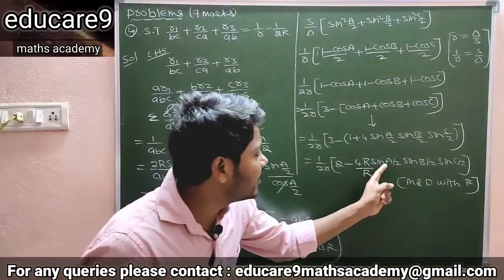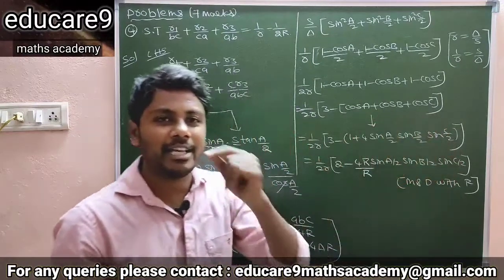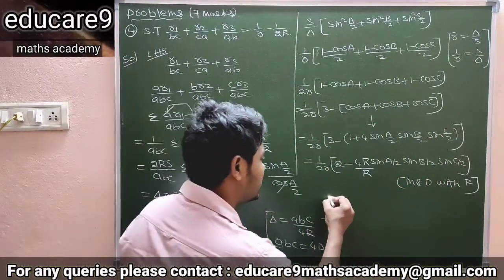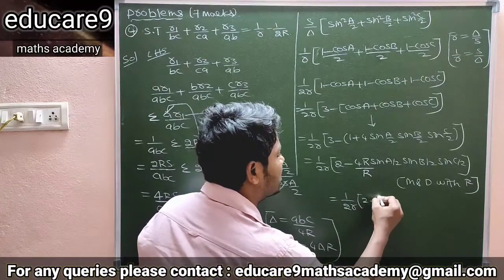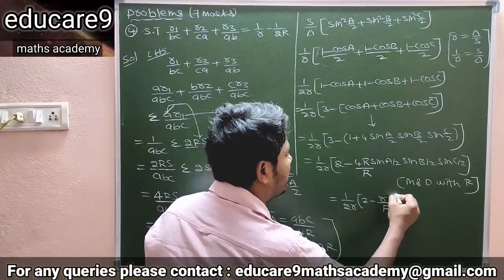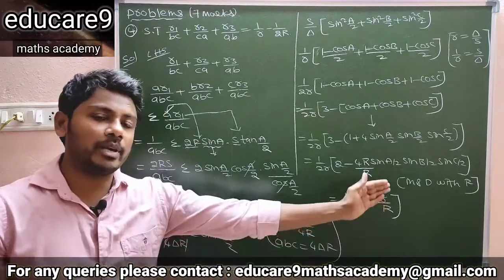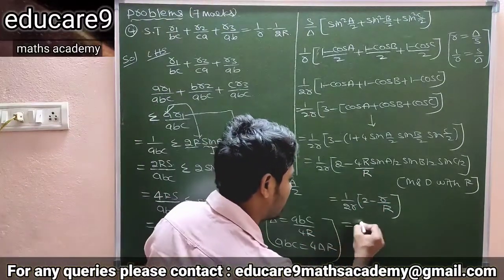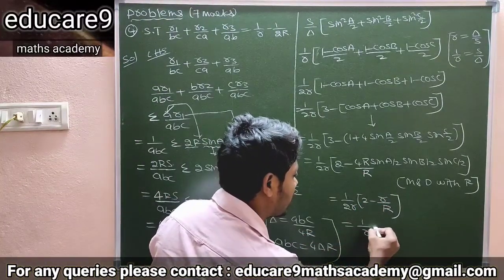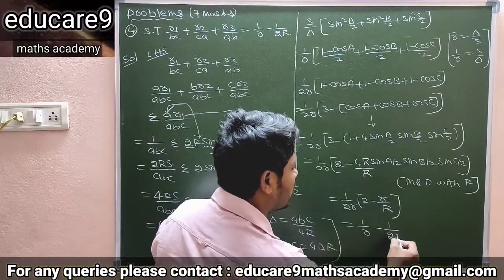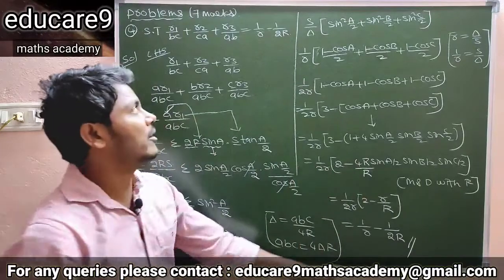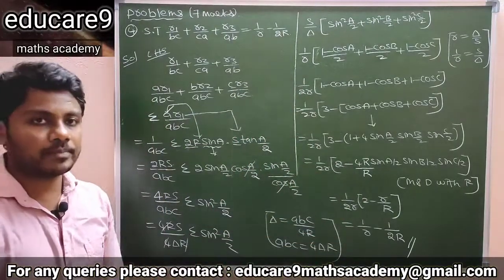Now 4R sin A by 2 sin B by 2 sin C by 2, write as small r. So this is 1 by 2R into 2 minus small r by capital R. Now multiplying 1 by 2R inside, what you get? 1 by R minus 1 by 2R. This is the RHS. Okay.